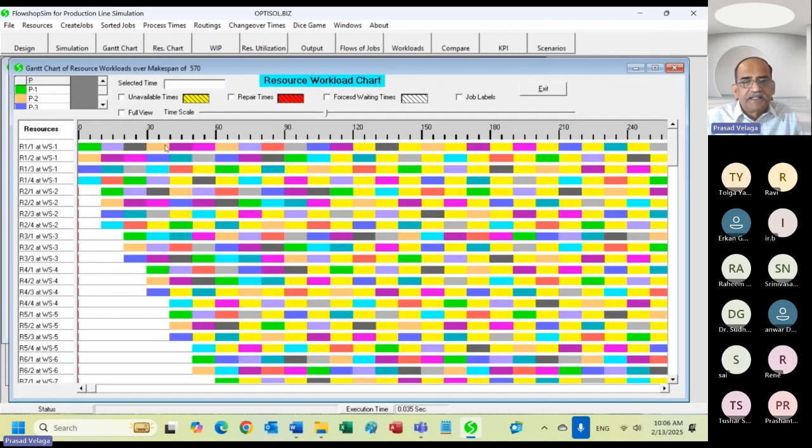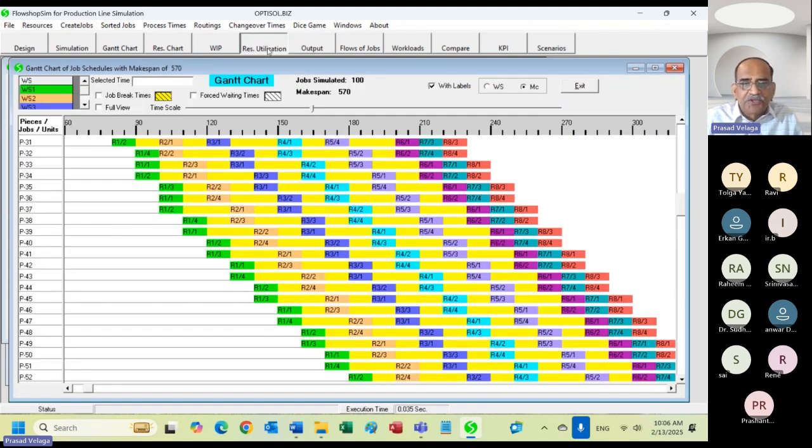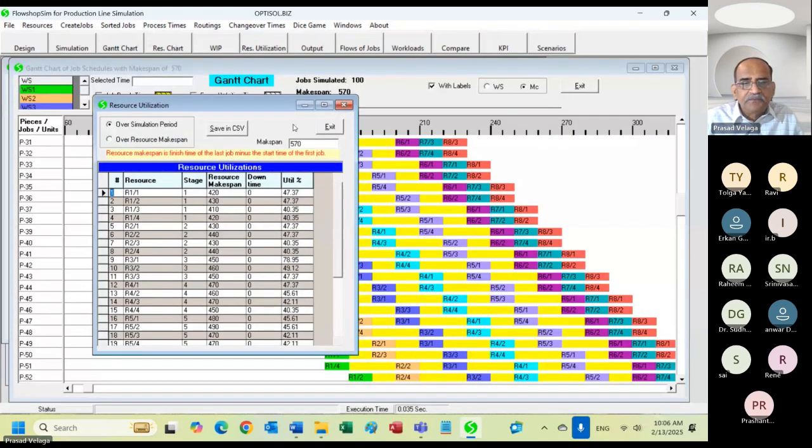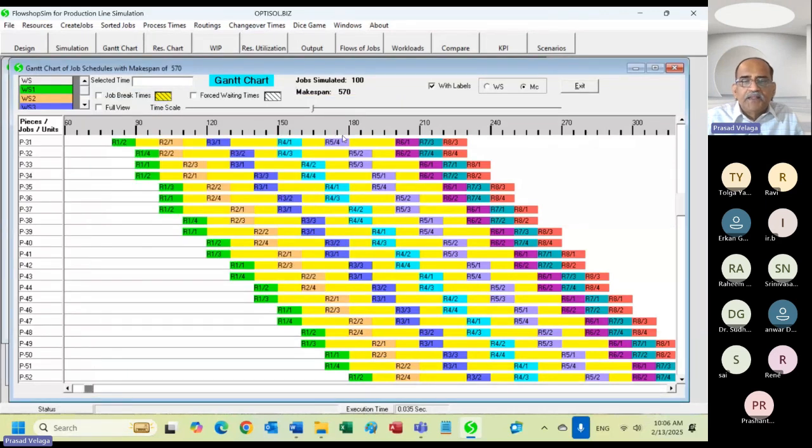This is the flow of pieces. So you can also see the same thing in terms of workloads and machines in this fashion. But you can also see the resource utilizations here in this one. This is a multi-machine scenario.